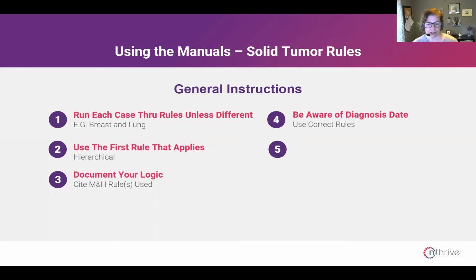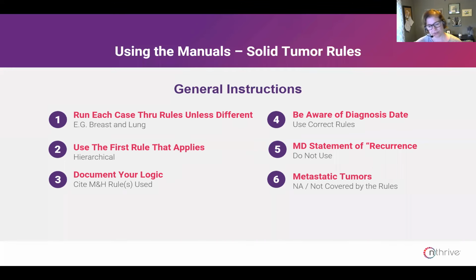Step 5, don't consider a physician's statement of recurrence when determining how many primaries to abstract. We should run our case through the multiple primary rules. And our last instruction for using the solid tumor rules, Step 6, we shouldn't consider metastatic tumors as a new primary since mets represents spread of disease.